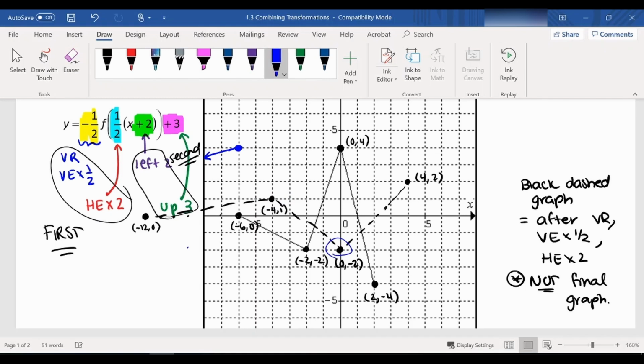Next, I'm going over here at this point. This has an x coordinate of 0. I need to move it left by 2. And then it has a y coordinate of negative 2. I need to move it up by 3. So up 3, left 2. It's going to end up right here. Again, I'm going to connect my dots. Okay. Last point here, I need to move up 3, left 2. It's going to end up right here.